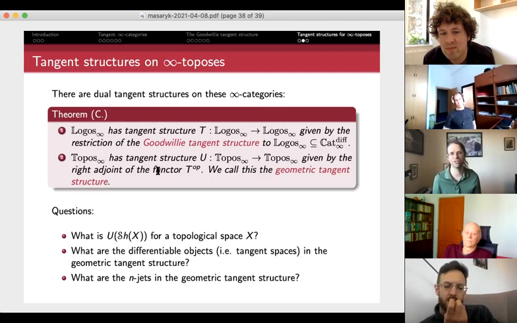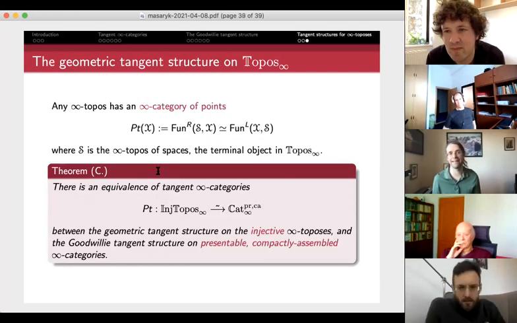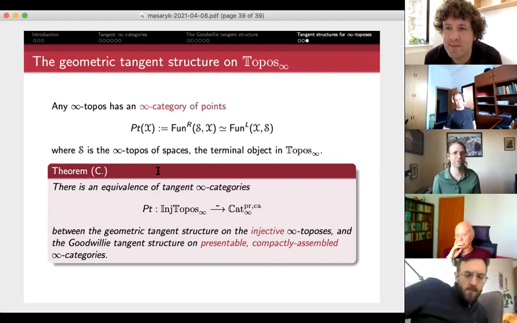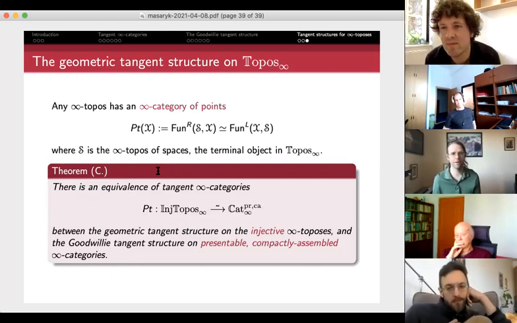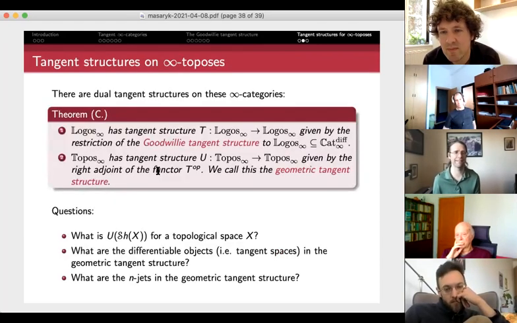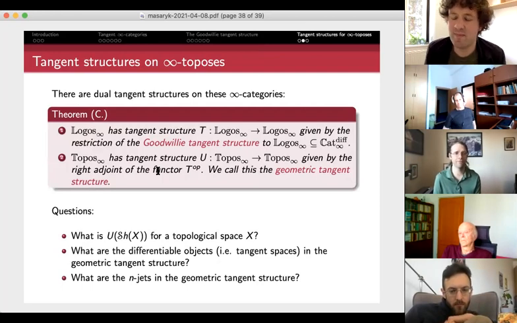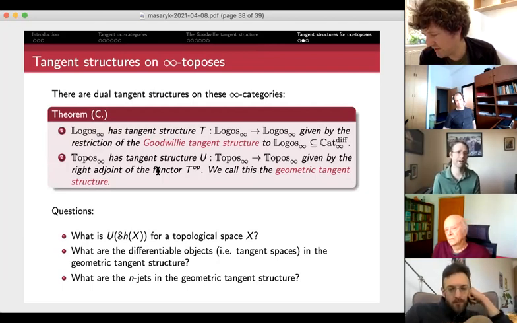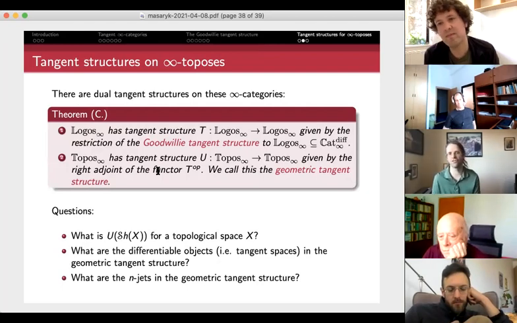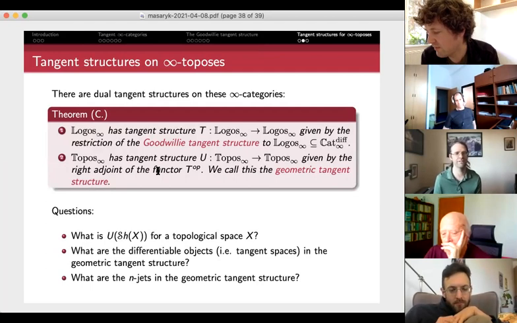You can do some calculations, which I've put on the last slide: a little bit of what you can say about this geometric tangent structure, and in particular what it does for so-called injective infinity toposes. But in general, I don't understand it very well. So there are some basic questions: working out the previous theory for this geometric tangent structure. What is a differential object? What are the n-jets? Even just, what is the tangent bundle on something like sheaves on a space? Having these 2 dual tangent structures seems like an interesting setup.